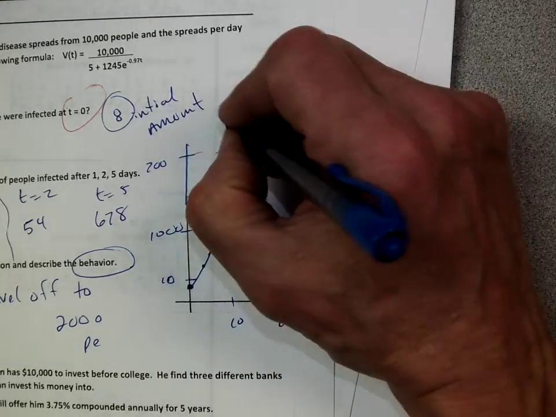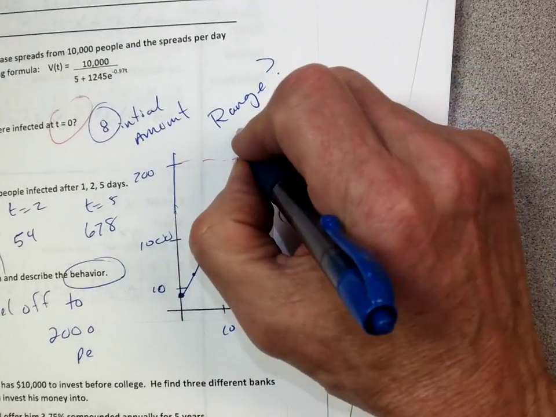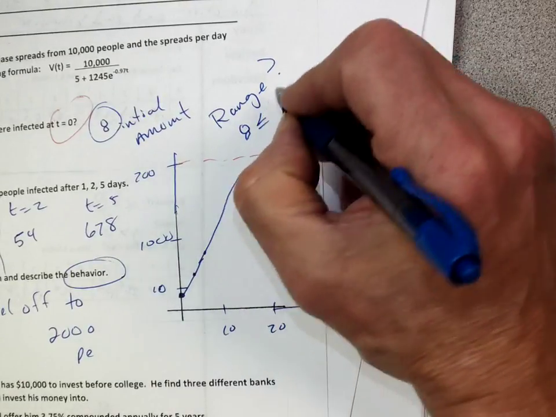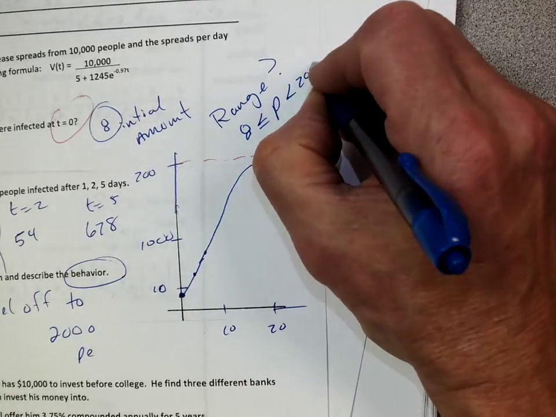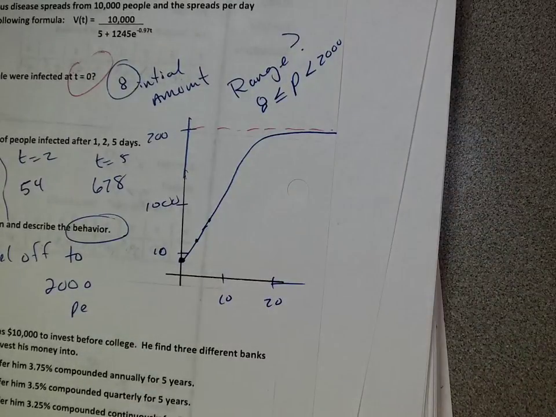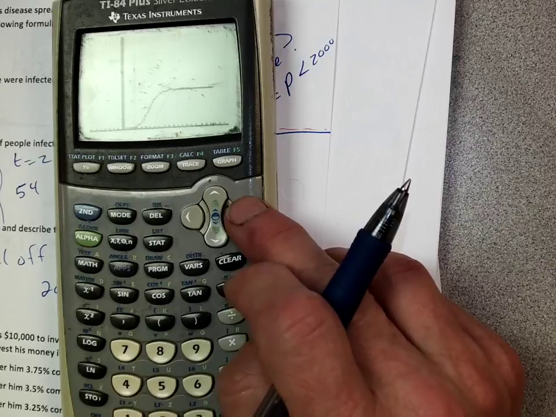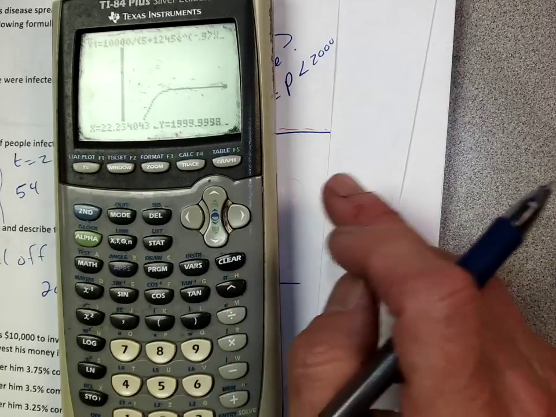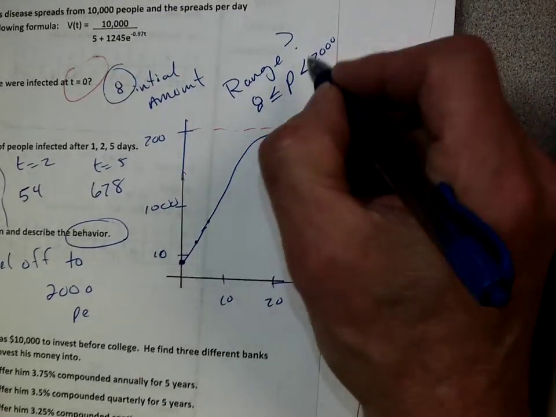So what's the range of this function? Well, it's going to be from 8 population to 2,000. Does it ever reach 2,000? In theory, no. In fact, you can keep going and waiting and waiting. You can wait forever to see if it ever reaches 2,000. Actually, the calculator probably does eventually. Yeah. Okay, I'll put an equal there then.